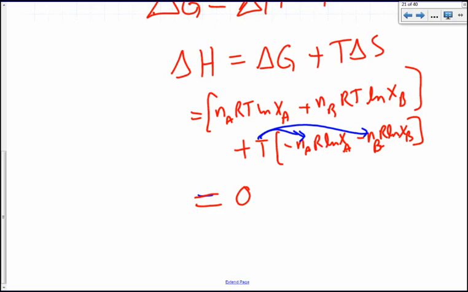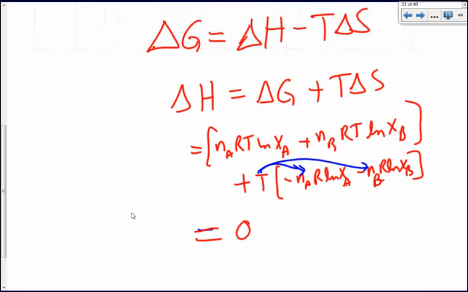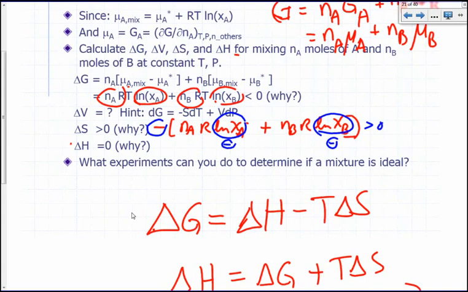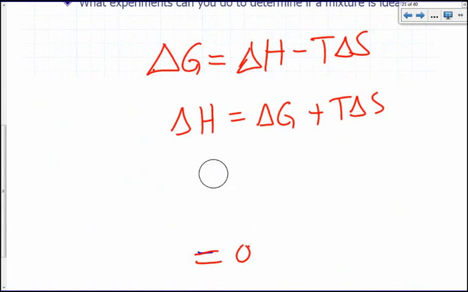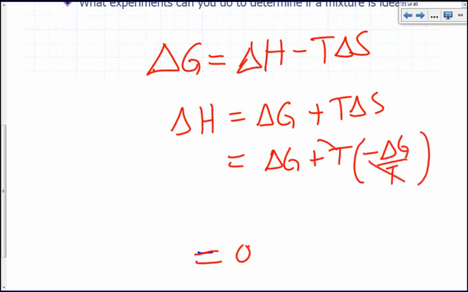Another way of thinking about it is, look, if you look at this one right here, this is really nothing more than negative delta G over T. So that's another way of looking at it. So you can say that delta H equals delta G plus T times negative delta G over T. T cancels out. Delta H is 0.